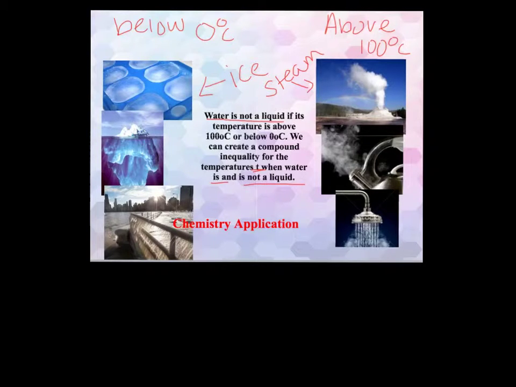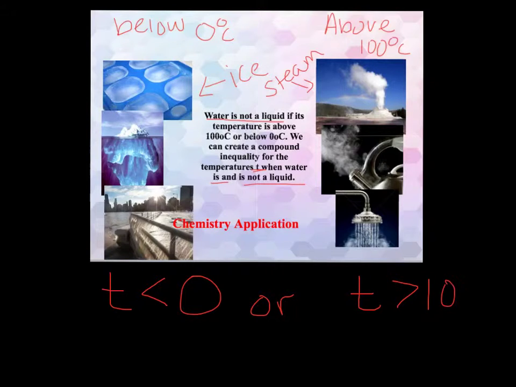Okay, so when water is below 0 degrees Celsius, we can write an inequality as T is less than 0 degrees. Or water is not a liquid when its temperature is above 100 degrees. We can even plot this on a number line and see when the temperatures for water is not a liquid.